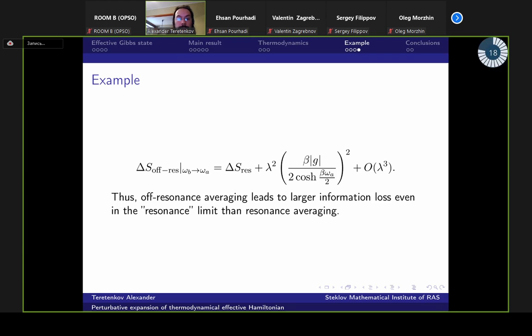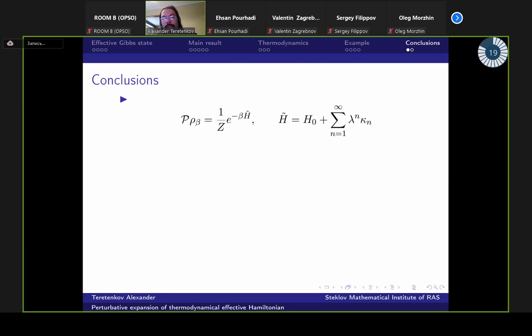It is also possible to ask whether these results coincide when the frequencies are equal, and the answer is no. Thus, off-resonance averaging leads to larger information loss, even in the resonance limit, than just resonance averaging. So possibly it's obvious, but nevertheless. And I will turn to the conclusions.